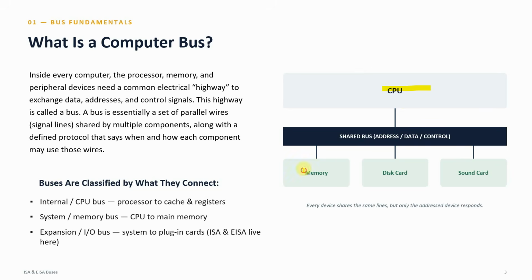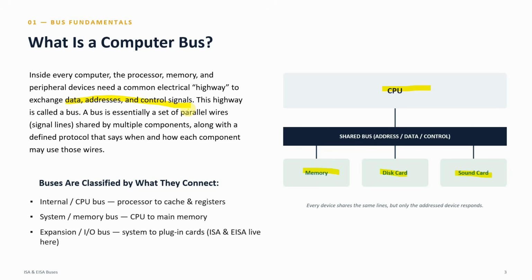So every device, whether it is a memory controller, a disk card, external memory, a sound card or a graphics card, is going to share a common bus. Now, this is what is written here. Every computer's processor, memory, and peripheral devices need a common electrical highway for exchanging data, address, and control signals, and this highway is called a bus. And a bus, as I said previously, is nothing but a set of parallel wires shared by multiple components along with a defined protocol. This protocol describes how each component is going to use the wires.